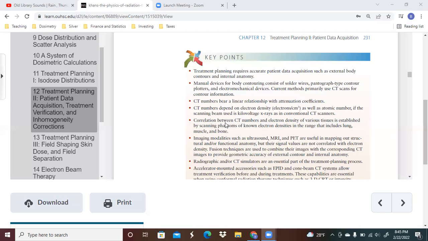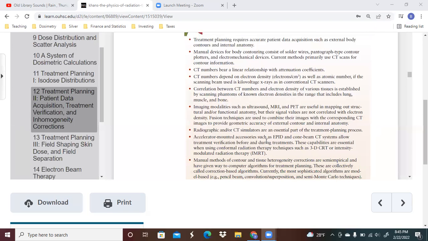What we're going to do is take a correlation between those CT numbers and the electron density. And the way we do that is we scan a phantom of known electron densities in the range that include lung, muscle, and bone. That way the CT unit is calibrated, so we know how certain densities should be interpreted. Once that information is assembled and is transmitted over to the planning system, we calculate it from there.